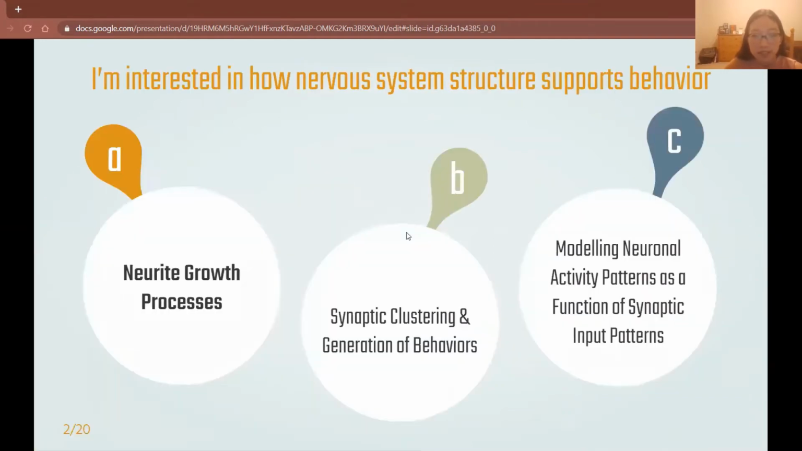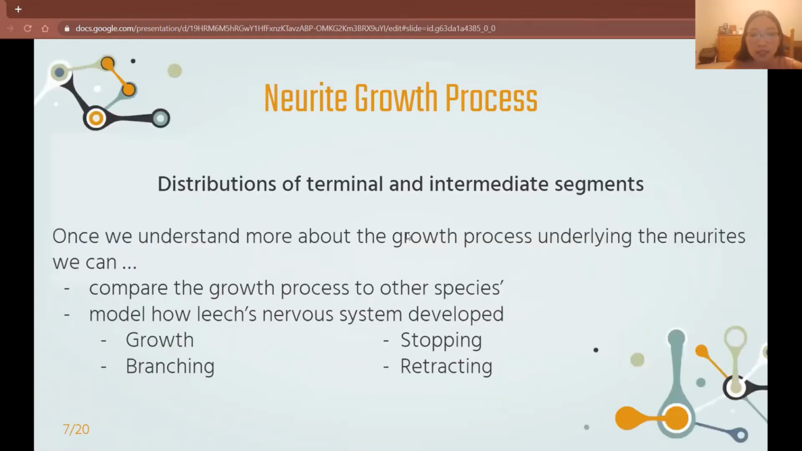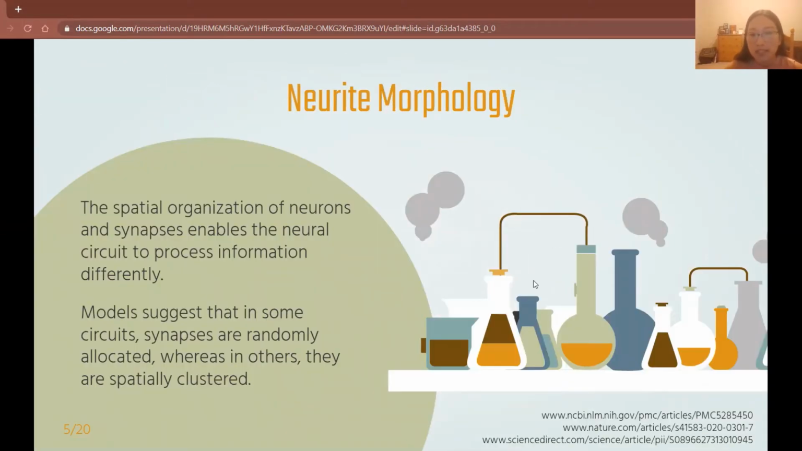Today, we'll be focusing in on our work analyzing neurite growth processes. A growth process refers to how the segment develops from adolescence. We look for where and why synapses form at the locations they form at.